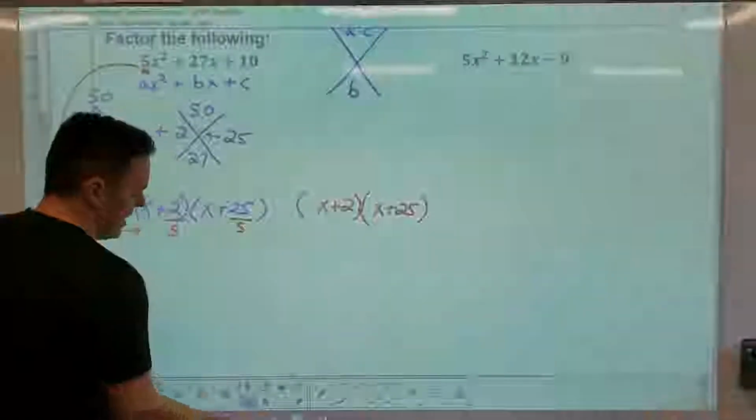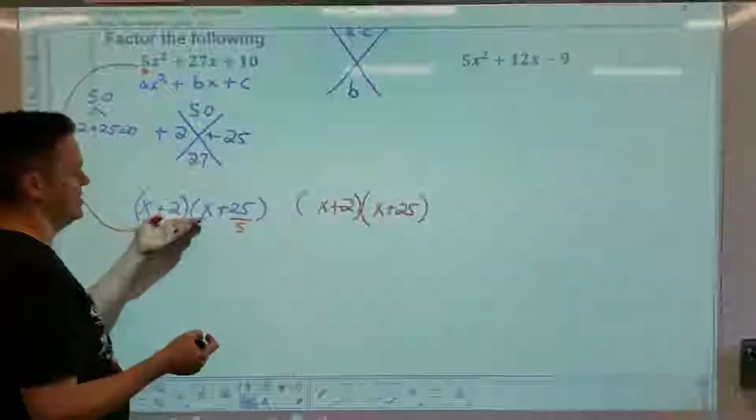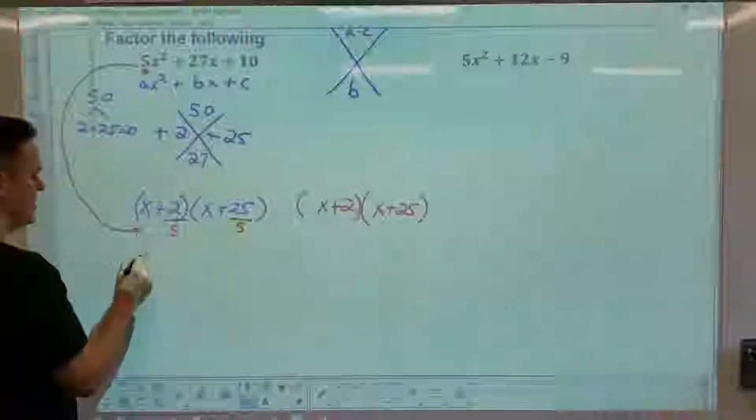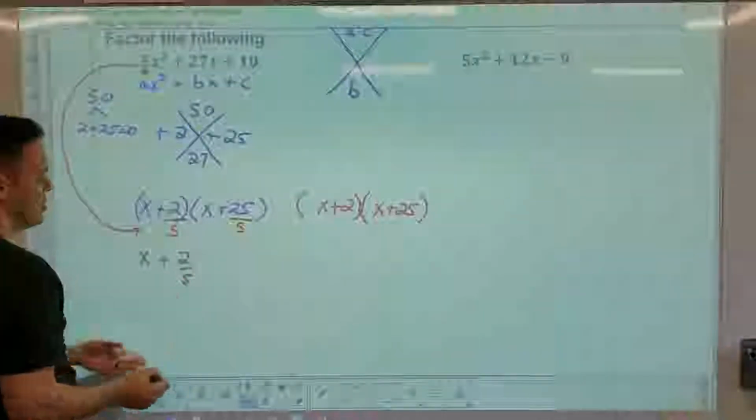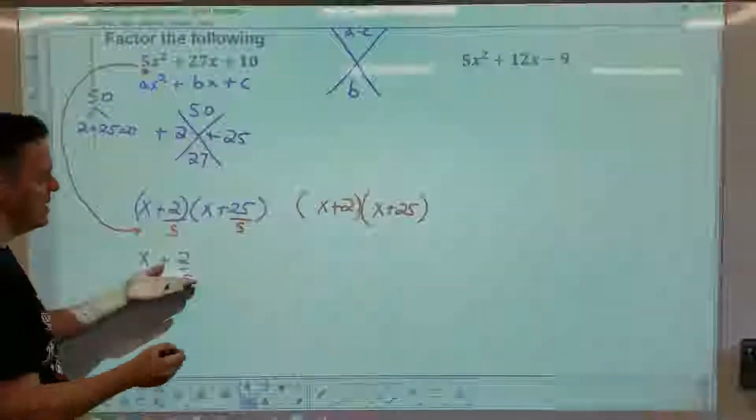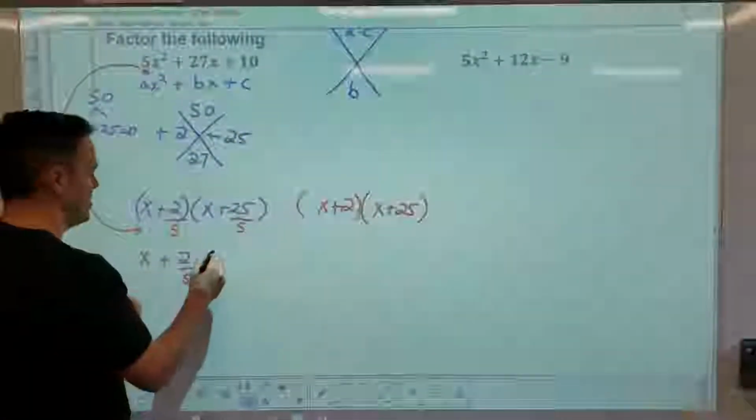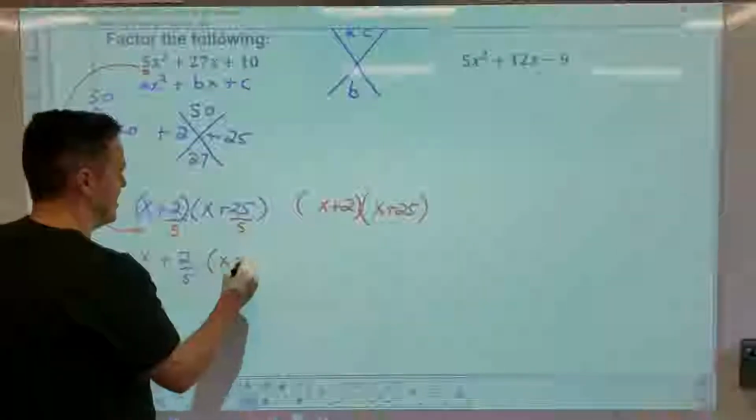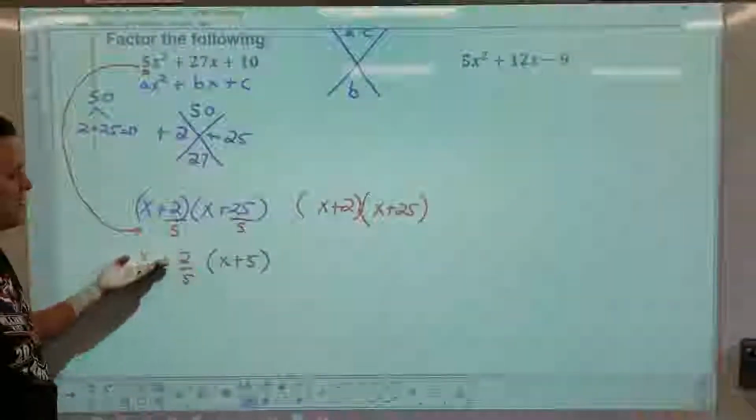If I divide these by 5, can you simplify this? This one here you cannot. It still is going to be x plus 2 over 5. I want to make sure you have this written at the appropriate level. And this one over here, can you simplify it? Yeah, you can. This would end up being x plus 5.